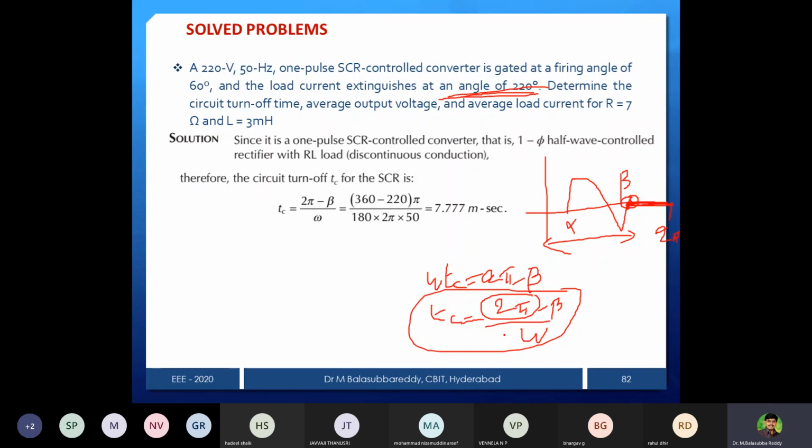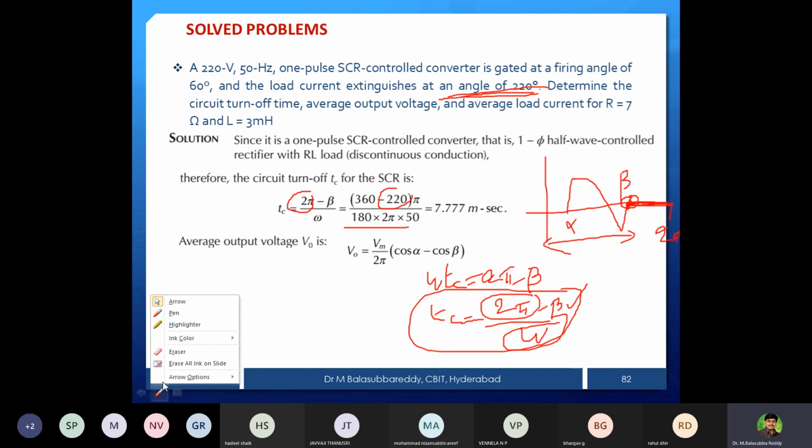Now I know the beta value, and omega is 2 pi f, so you can simply substitute, because 2 pi means the full cycle, 360 degrees, minus beta. The omega value is given directly, and you divide by omega, that is 2 pi f. Now we get the circuit turn off time as 7.7 milliseconds.